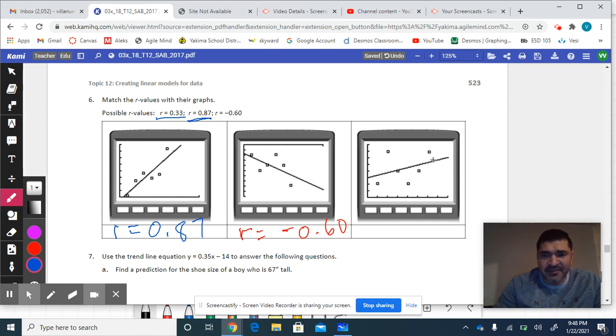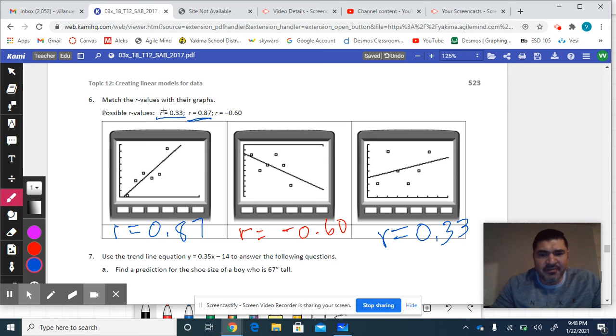Okay, and then this one, it does have a correlation. It is positive, but it's not very strong. These are pretty loose. Over here, you can tell that these ones are a lot tighter to the line. This one over here, it's pretty loosey-goosey. This one's loose, not very accurate. And 33% is not very accurate. So I'm going to go with R equals 0.33.